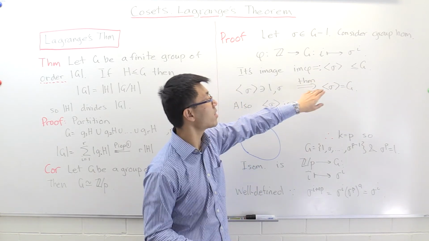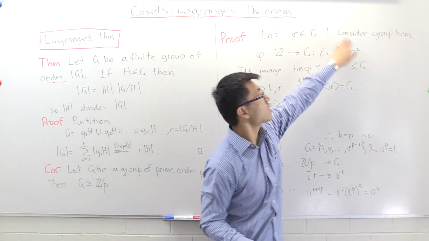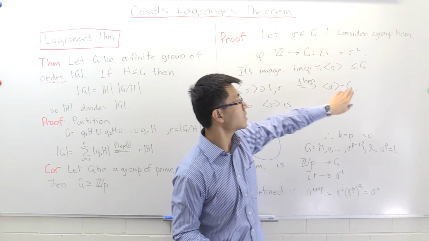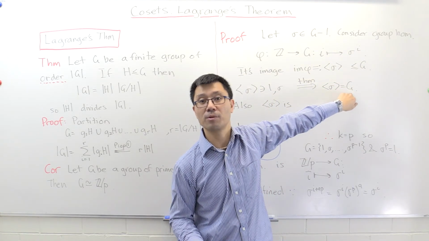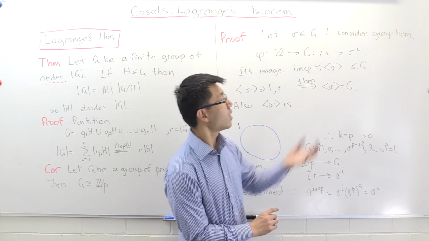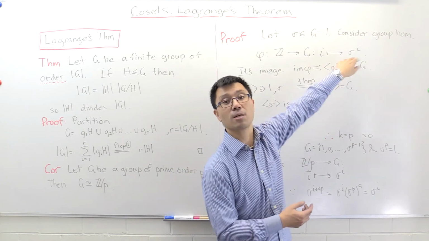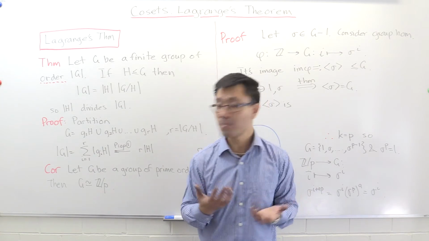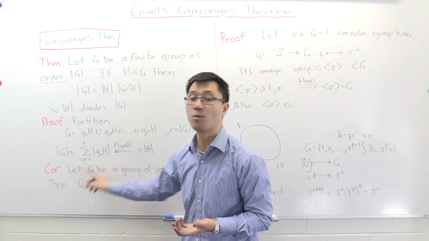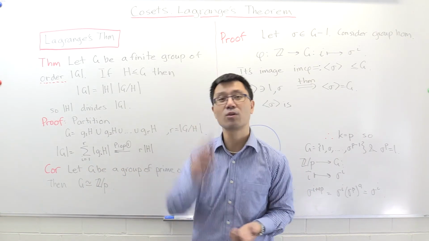So that tells you straight away that the subgroup generated by sigma, the set of all these powers of sigma, is equal to the whole group. So that's a way to get at the whole group. This group just consists of all powers of sigma. That's all it is. And I claim that's enough to actually show that it is isomorphic to Z mod p. So let's have a little think about this.